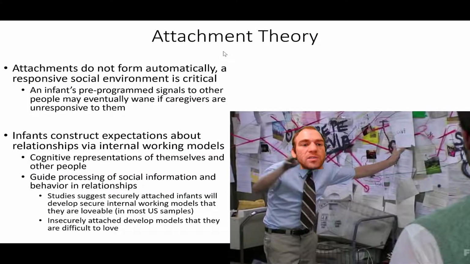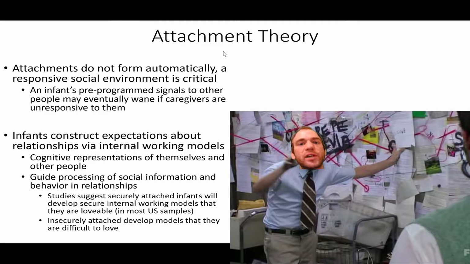Attachments, however, in humans do not form automatically. A responsive social environment is critical. An infant's pre-programmed signals to other people may eventually wane if caregivers are unresponsive to them. Infants construct expectations about relationships via internal working models. They are cognitive representations of themselves and other people. They guide processing of social information and behavior in relationships. Studies suggest securely attached infants will develop secure internal working models that they are lovable in most U.S. samples. Insecurely attached develop models that they are difficult to love.